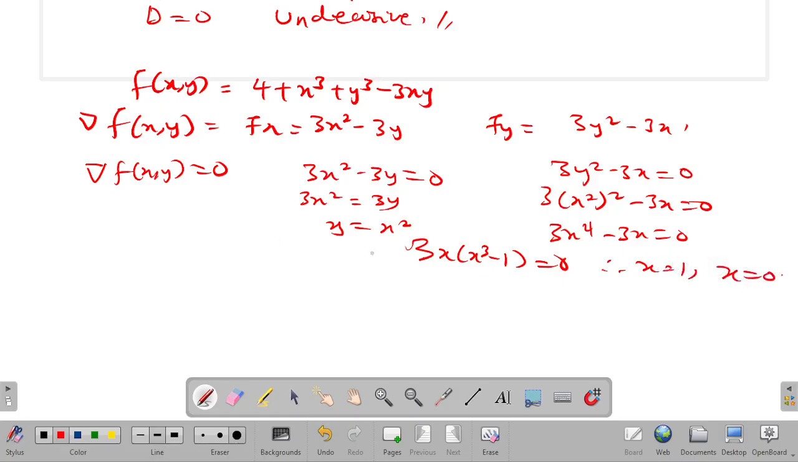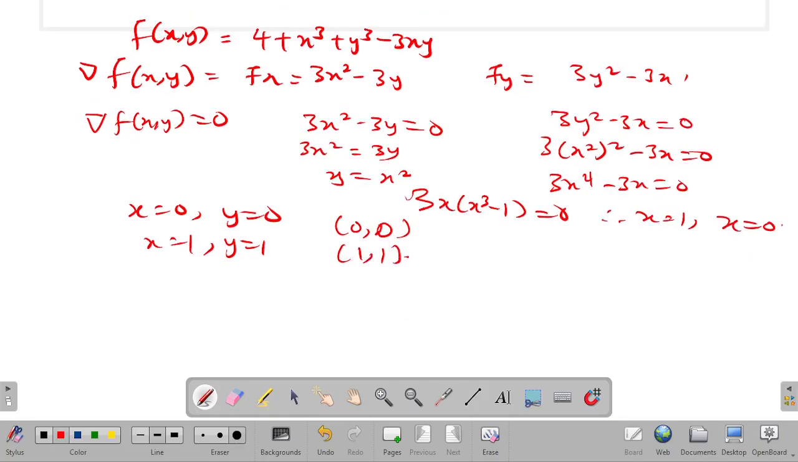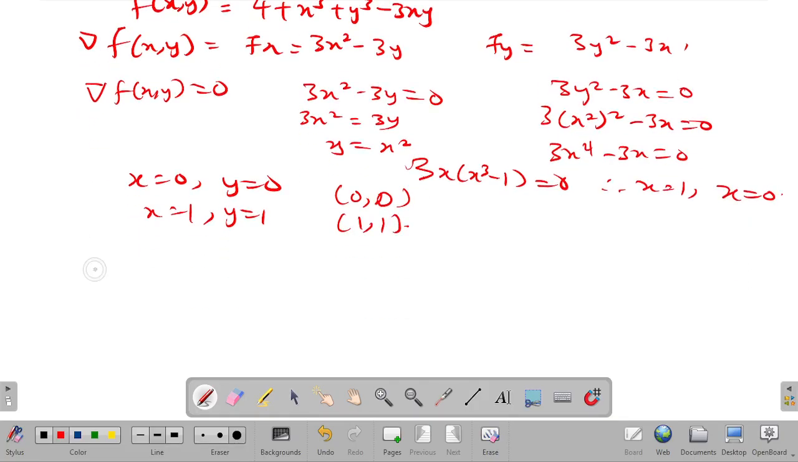Remember that we said y is equal to x squared. Therefore, if x is equal to 0, y will be 0 squared, which is 0. If x is equal to 1, y will obviously be equal to 1. Hence, our critical points are (0, 0) and (1, 1). Then let's use our determinant D. To find determinant D, we need fxx at point (a, b), where (a, b) is simply our critical point. But let's hold on.